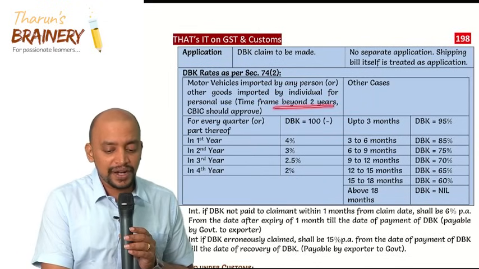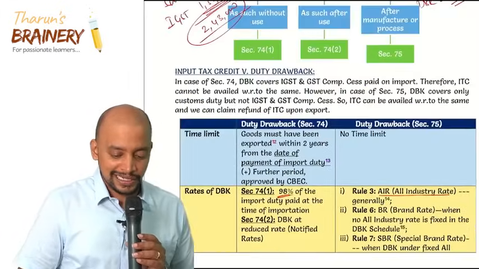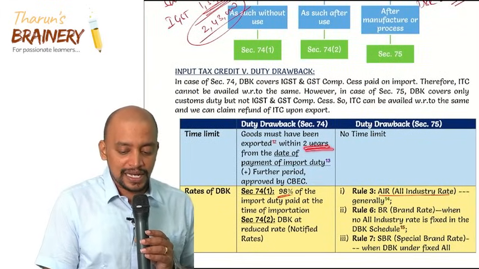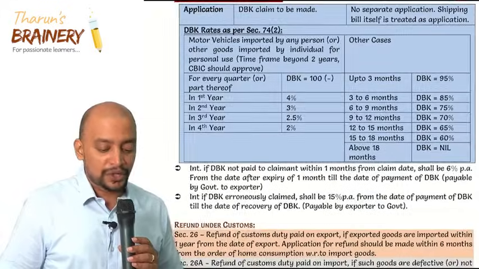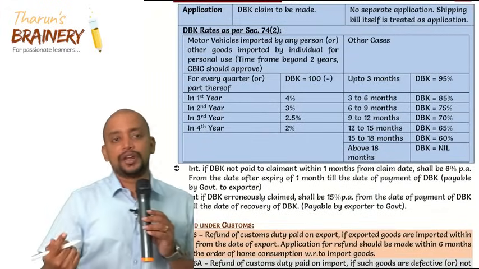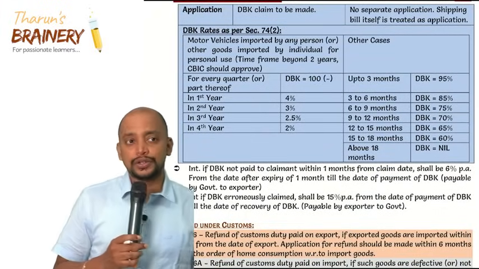They're telling time frame beyond 2 years, CBIC should approve, because if you see here 2 years and it can be extended for a further period, so therefore they need to give approval, but in total it cannot go beyond 4 years. Suppose exactly 4 years you have used, how much will you get as duty drawback?